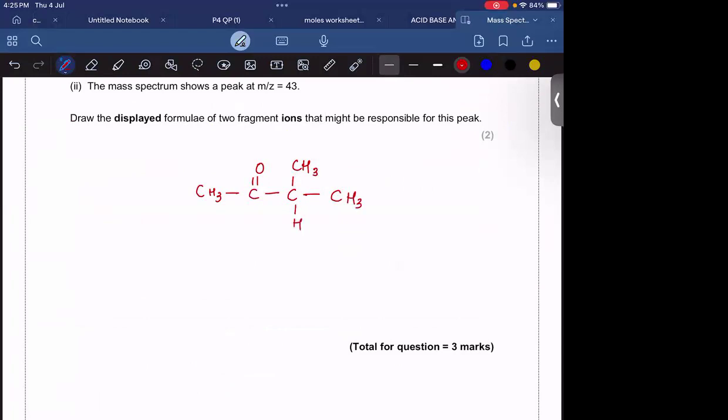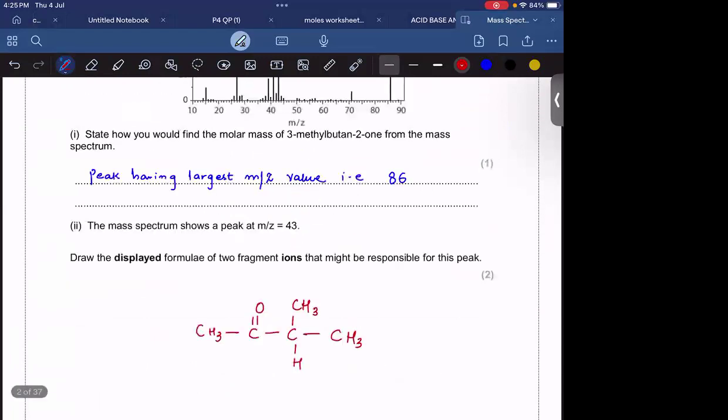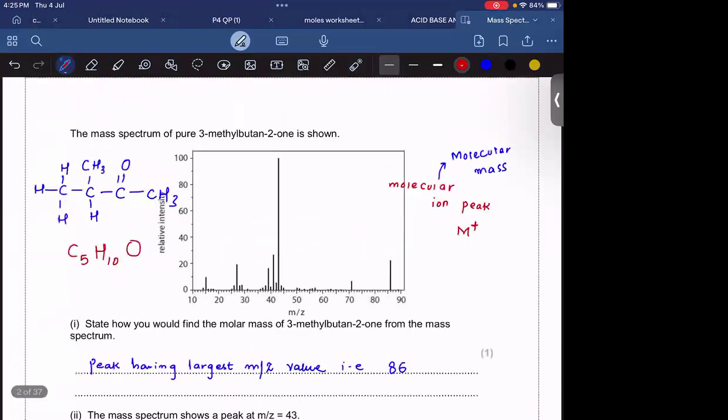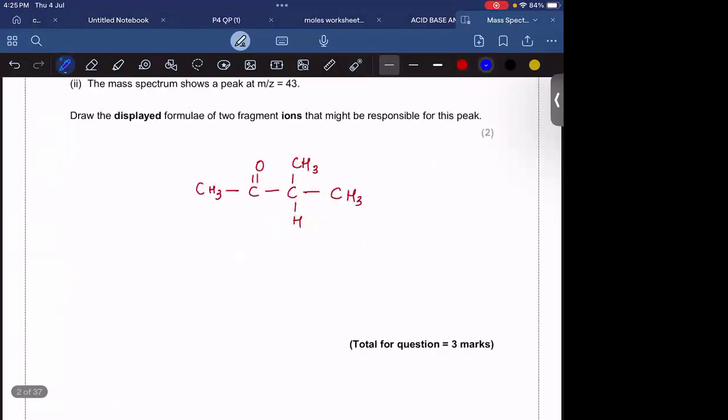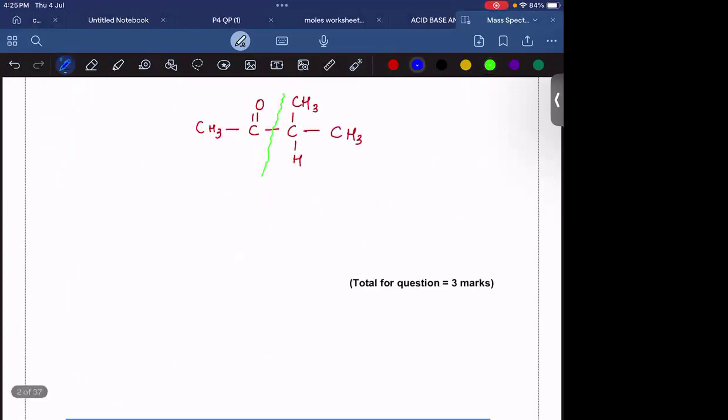Okay, I'm saying that this compound is going to be fragmented over here. I can say that it would be broken down into two pieces. The first piece is this: CH3, C double bond O, positive.